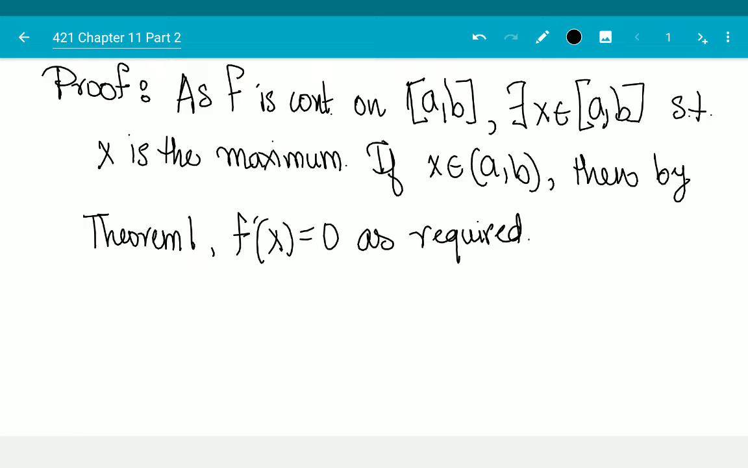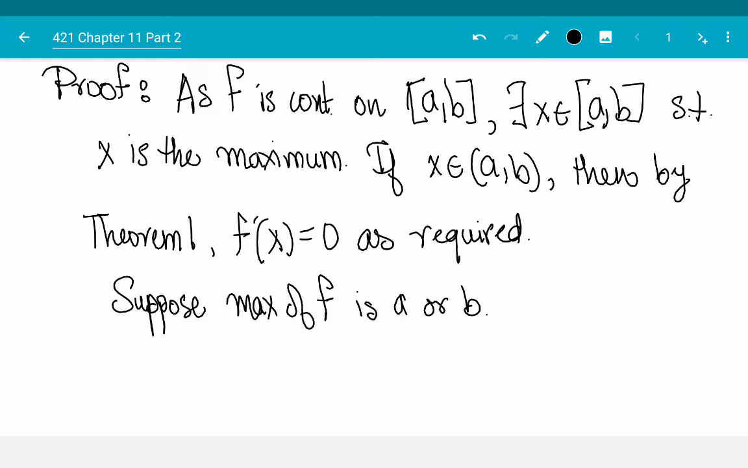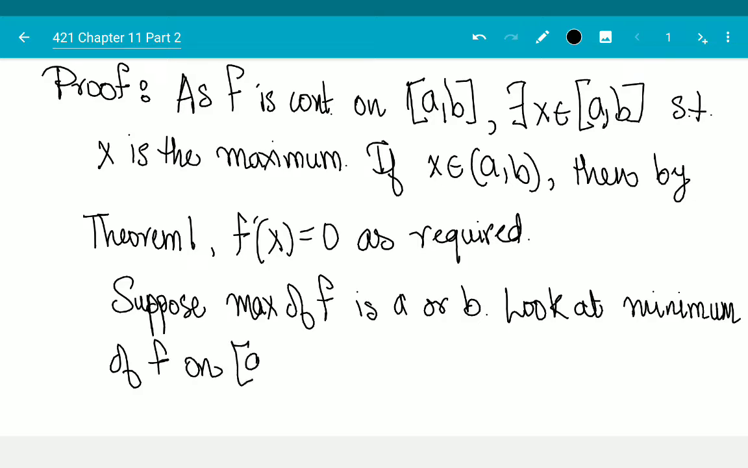Now, suppose the minimum is somewhere. Suppose the maximum is at an endpoint. Suppose max of f is a or b. Okay, so assuming that the maximum lies at a or b, look at the minimum of f on a to b.